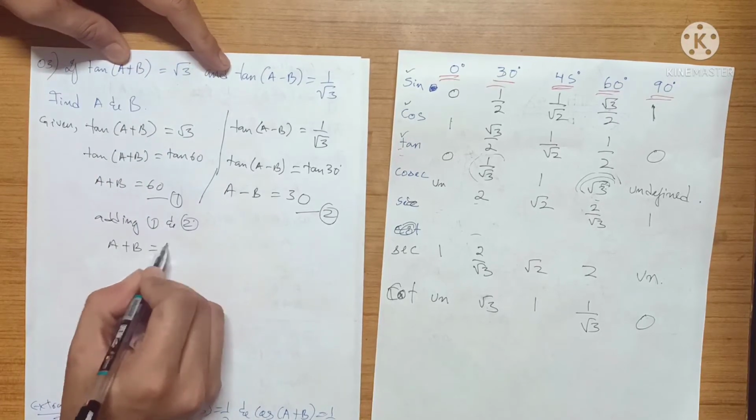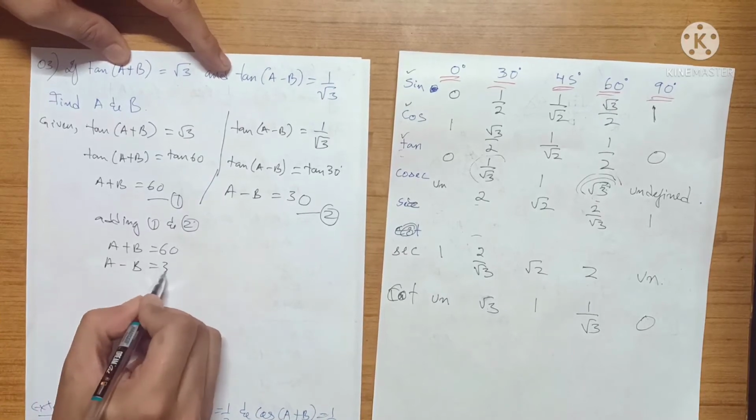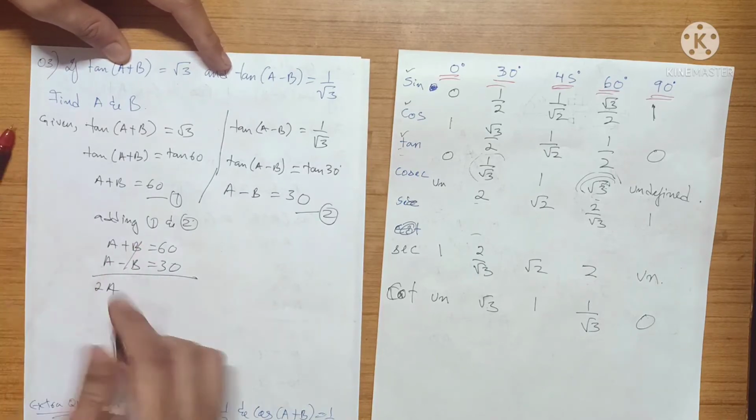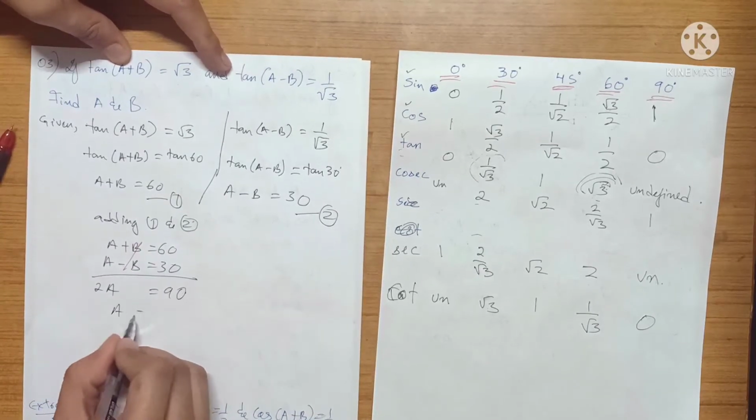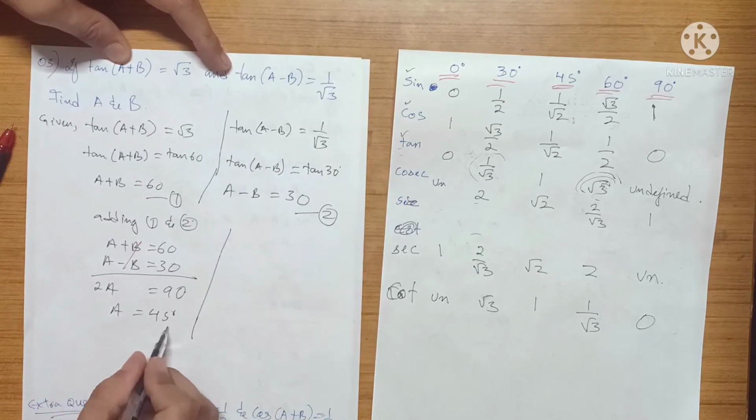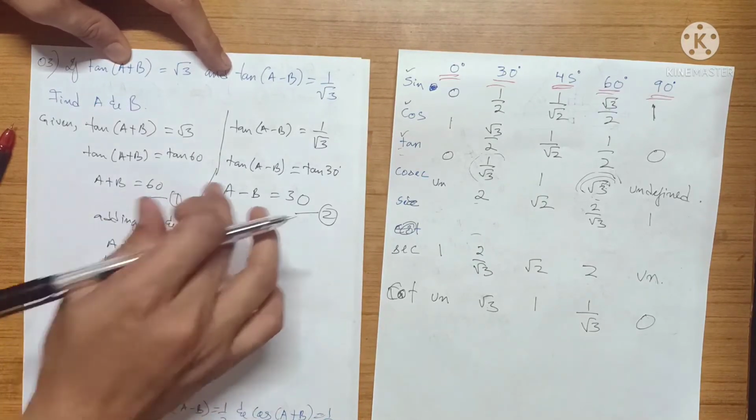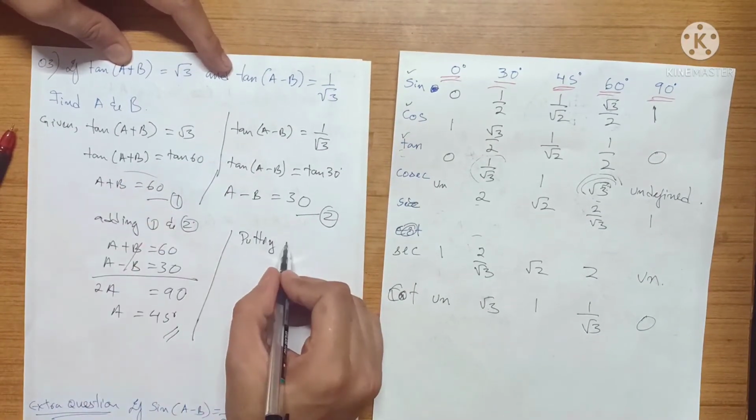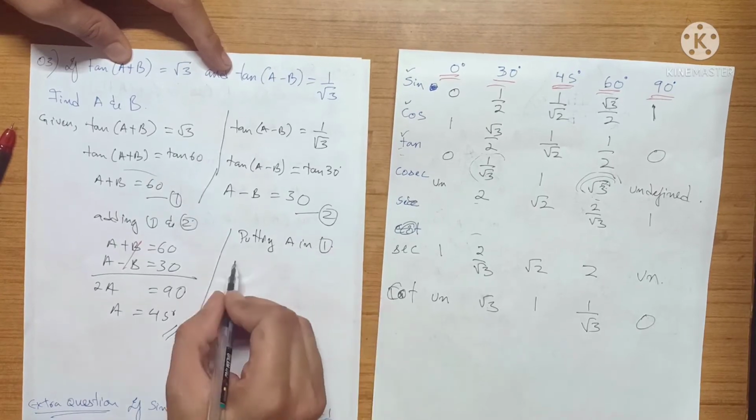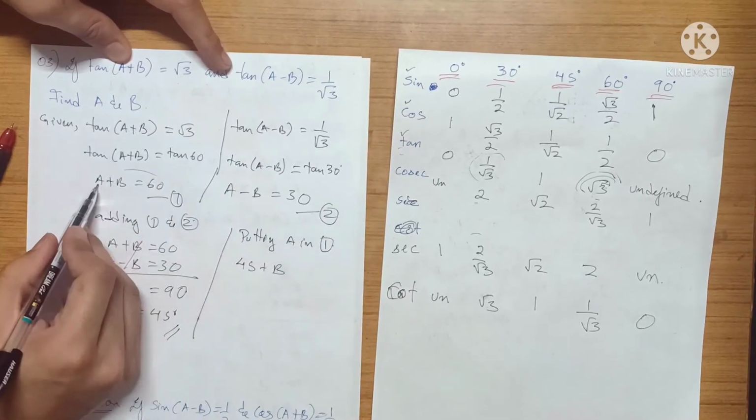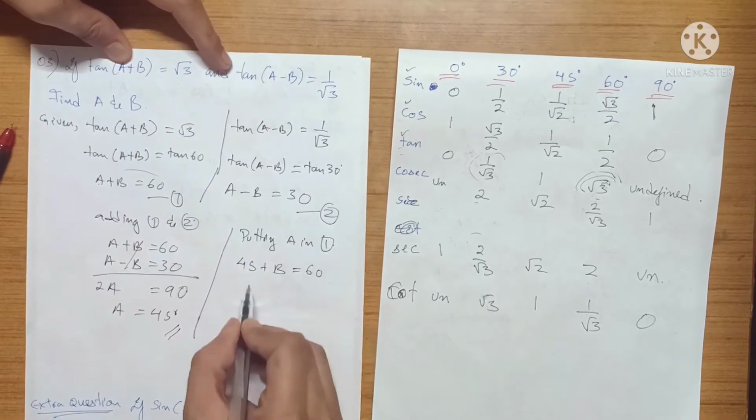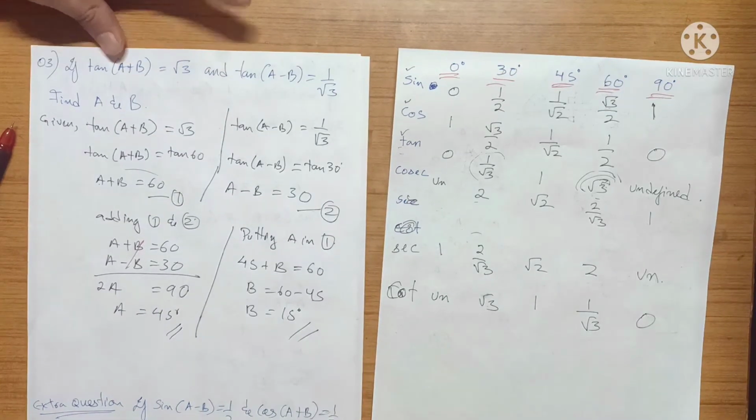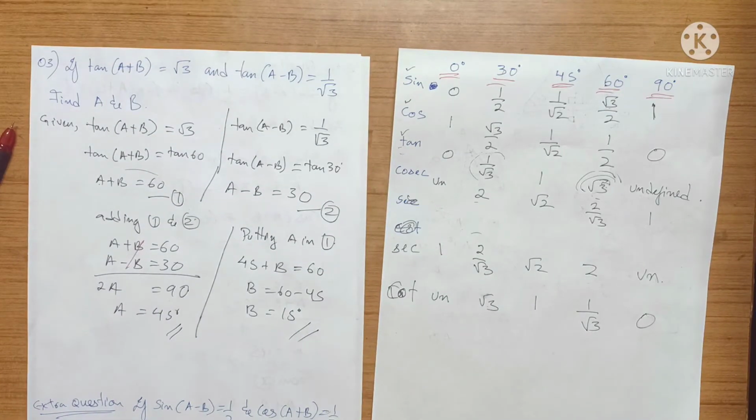So a plus b equals 60, a minus b equal to 30. If we add these two, the b terms will get cut because it's minus plus, so we'll get 2a equal to 90. So a equal to 45. Since we got a, we can put a in either this or this, it doesn't matter. I'll just put it somewhere where there's positive, so that's easier. Putting a in equation 1, you'll get 45 plus b equal to 60. So b is 15. So that's it. It's a very easy question.